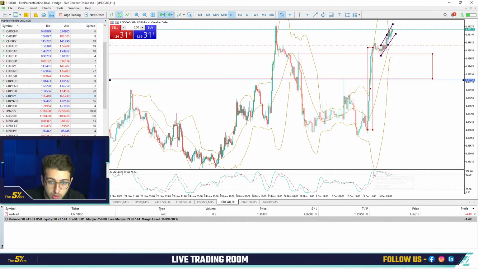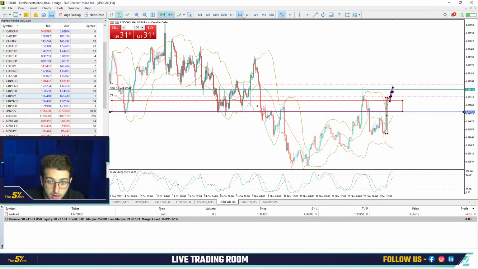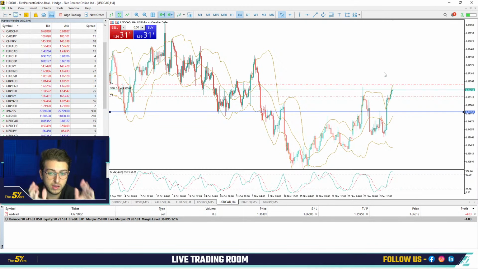On H1 we already have a high stochastic here. Also here we are above 80. Also in the H4 you see that we are already around 80. So we got multiple confirmations. Also on the H4 you see that we are far from the average. Bollinger Bands are very wide like that.